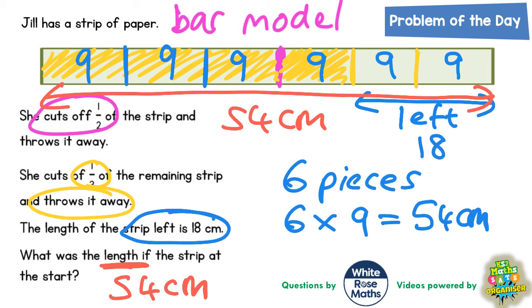So all the other pieces, which there would be another 4 in the rest of the bar, are also worth 9, making 6 9s altogether, and 6 9s are 54. So the final answer is 54.